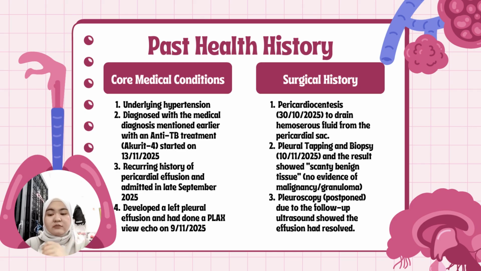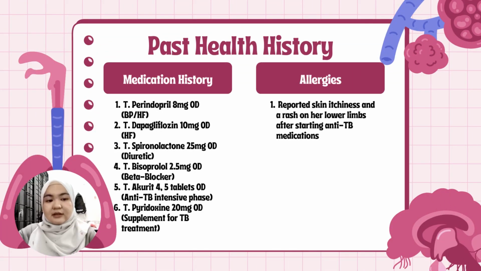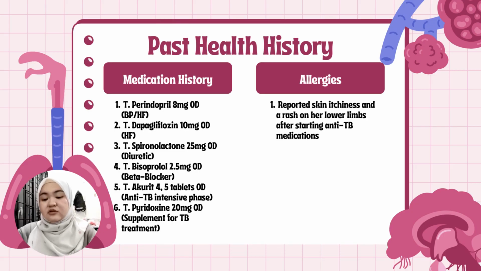On 10 November, she had pleural tapping and biopsy, which revealed scanty benign tissue with no evidence of malignancy or granuloma. A planned pleuroscopy was postponed after follow-up ultrasound showed that the effusion had resolved. After that, she was started on guideline-directed medical therapy (GDMT) for heart failure, including perindopril, dapagliflozin, spironolactone, and bisoprolol. For TB, she received Accurate 4 and pyridoxine as a neuroprotective supplement. After starting anti-TB medication, she developed skin itchiness and rash on her lower limb. This was reported as a drug-related reaction and her treatment was monitored closely.